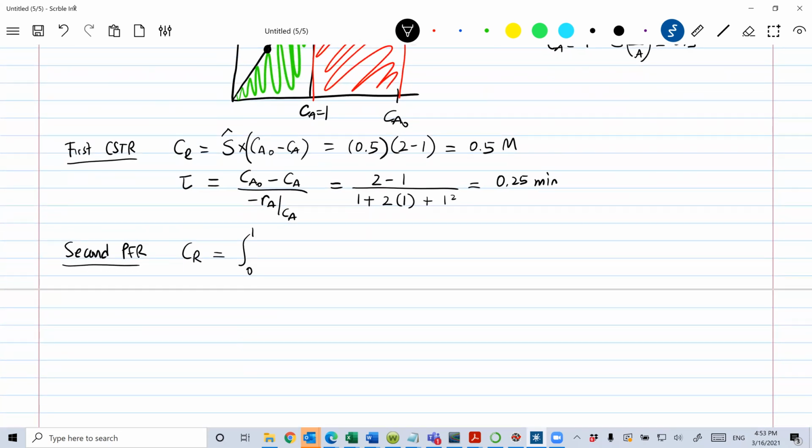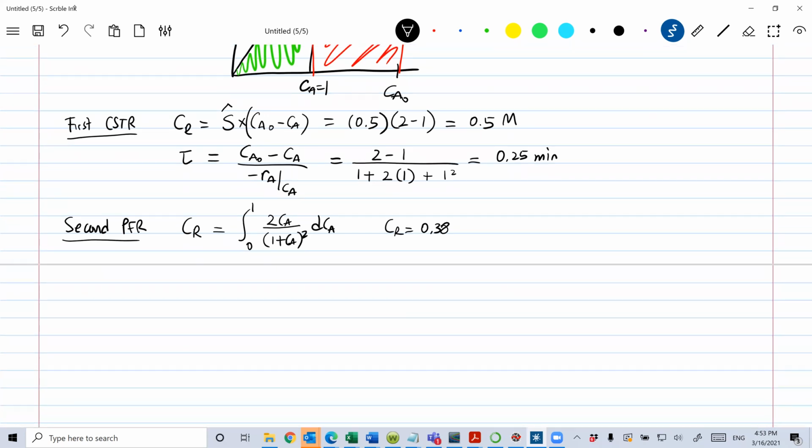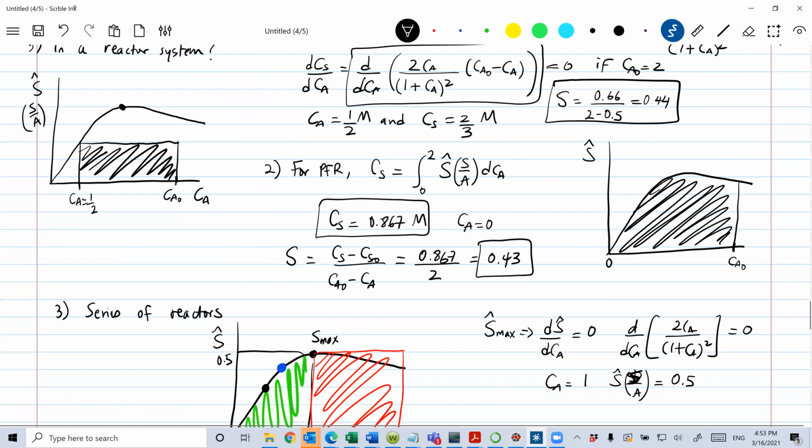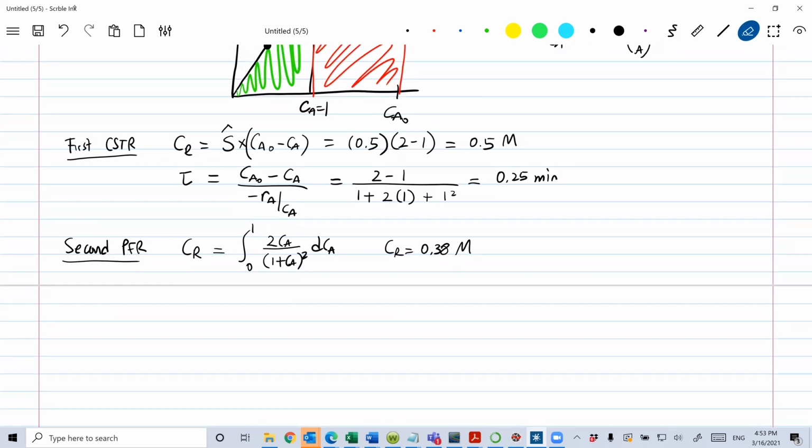So if you go from 0 to 1, and then you look at 2CA over 1 plus CA squared dCA, if you integrate that, that gives you a CS of 0.38 molar. So you're making a total of 0.88 molar, which is slightly higher than the PFR by itself. Slightly higher CS. See, I keep doing those R's. I apologize. This is CS. Once again here.